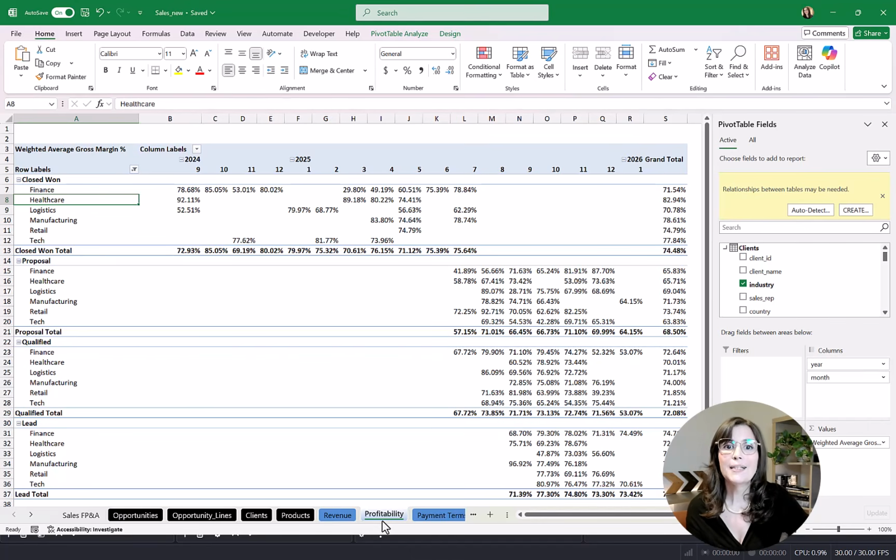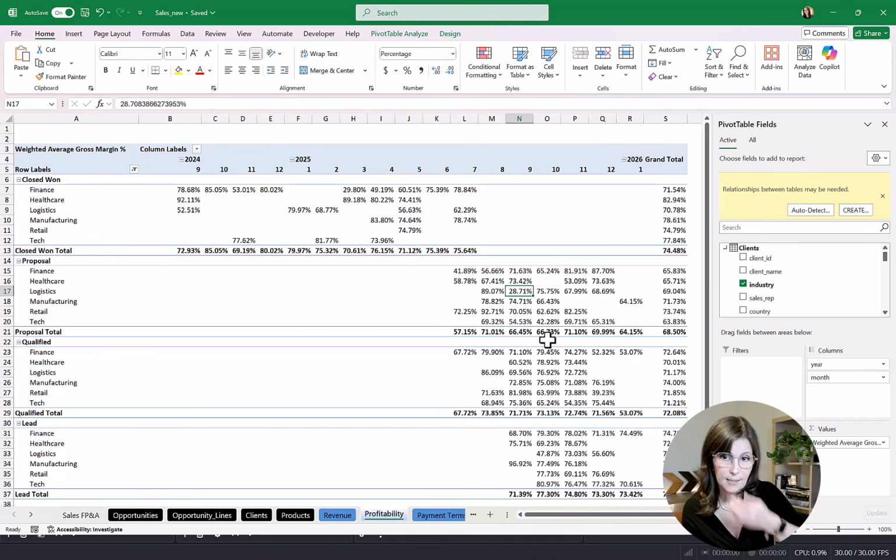Let me show you one example that stood out. In the logistics segment, we can see here that there is one month that is a little bit under the usual, everything else is more than 50%. So this one stands out because it's a little bit under the average. It's 28% in this month. So let's dig in and see how we can filter this down and understand what's going on right here.